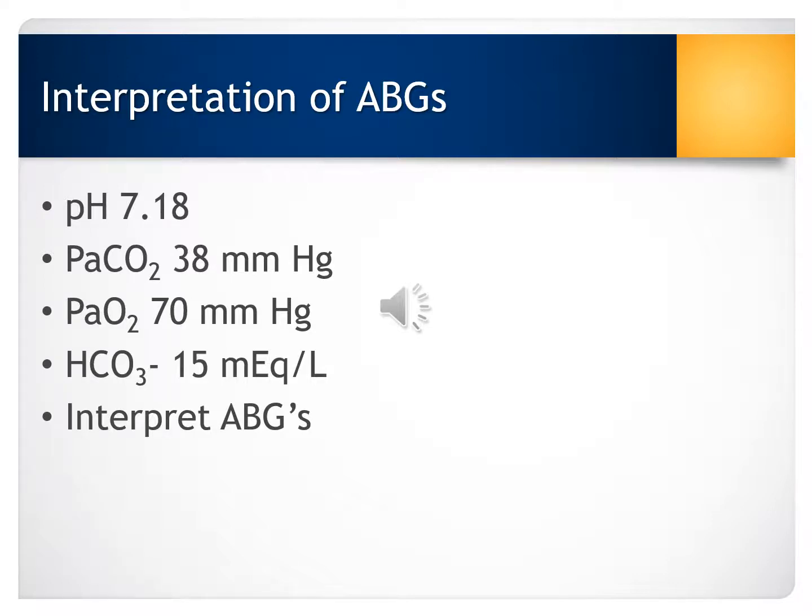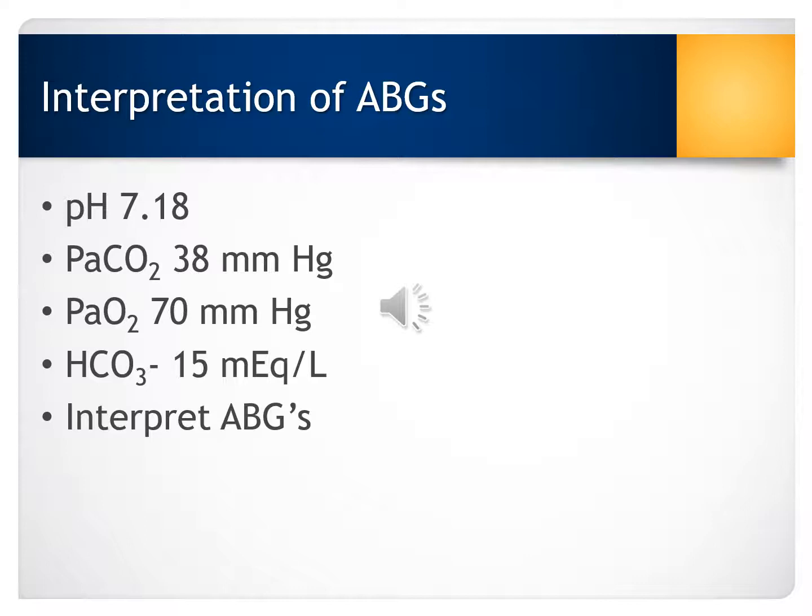So let's interpret this one, again looking at our charts together. When we look at the pH, we see that it is low. It is less than 7.35, so we know that it's acidosis. The PCO2 is 38, and we see that that is normal. The PaO2 we will look at and see that it is low, and we'll use that when we assess our patient, but for now we will not need that again in our interpretation of the ABGs.